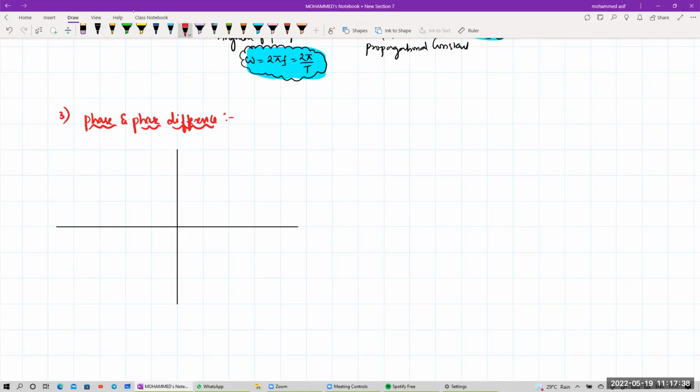The wave is starting from somewhere here right now. Something like this. This one is known as what, beta? Amplitude. Let's say plus A, minus A.